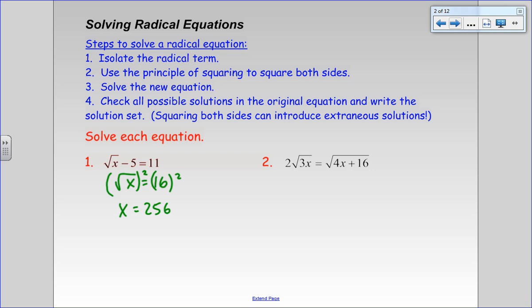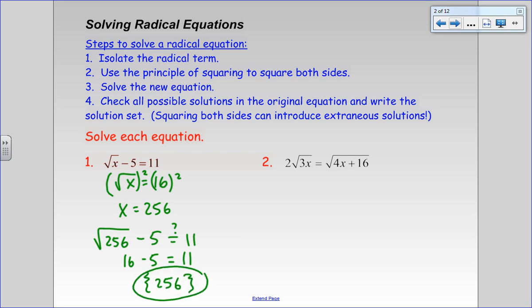So we'll substitute back in for x and consider the square root of 256 minus 5. Does that equal 11? Well, the principal square root of 256 is 16, and 16 minus 5 is equal to 11. So we know that 256 is a solution of our original radical equation, and so we can write the solution set.